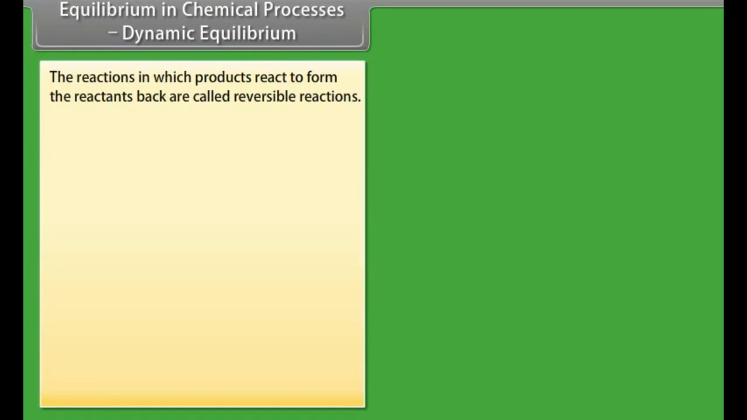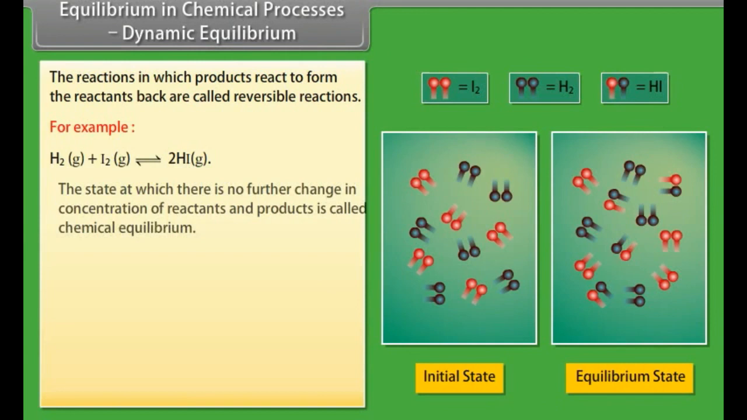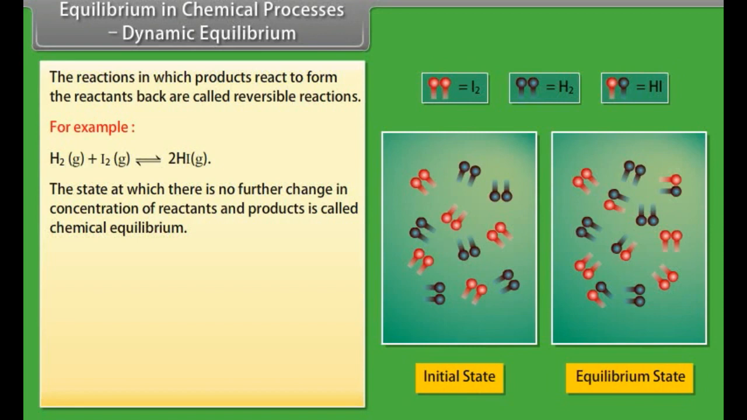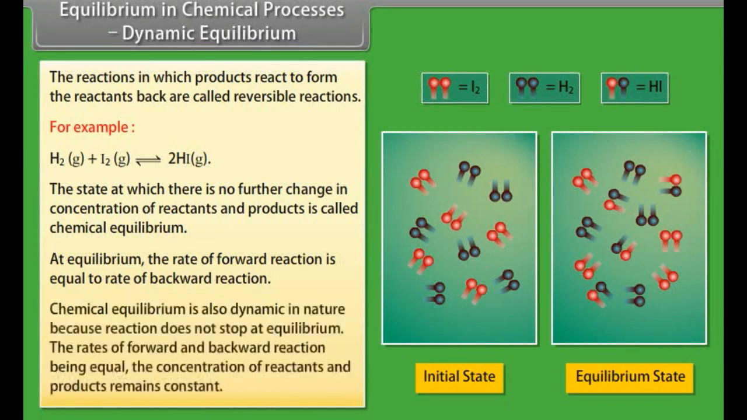The reversible reactions are represented by putting two arrows pointing in opposite directions. For example, hydrogen reacts with iodine, gives rise to hydrogen iodide. The state at which there is no further change in concentration of reactants and product is called chemical equilibrium. At equilibrium, the rate of forward reaction is equal to rate of backward reaction. Chemical equilibrium is also dynamic in nature because reaction does not stop at equilibrium. The rates of forward and backward reaction being equal, the concentration of reactants and products remains constant.